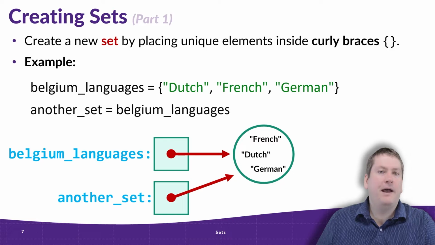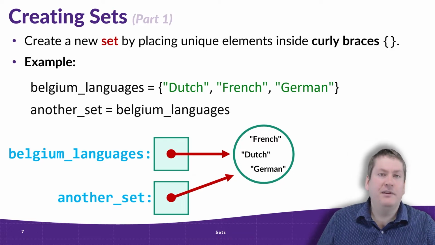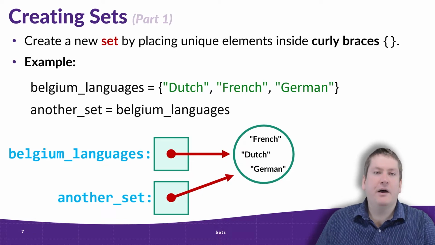That also means if we were to pass Belgium languages to a function, and that function were to do something like add elements to the set, that would also modify the values in Belgium languages outside of that function. So keep that in mind when you're working with sets.